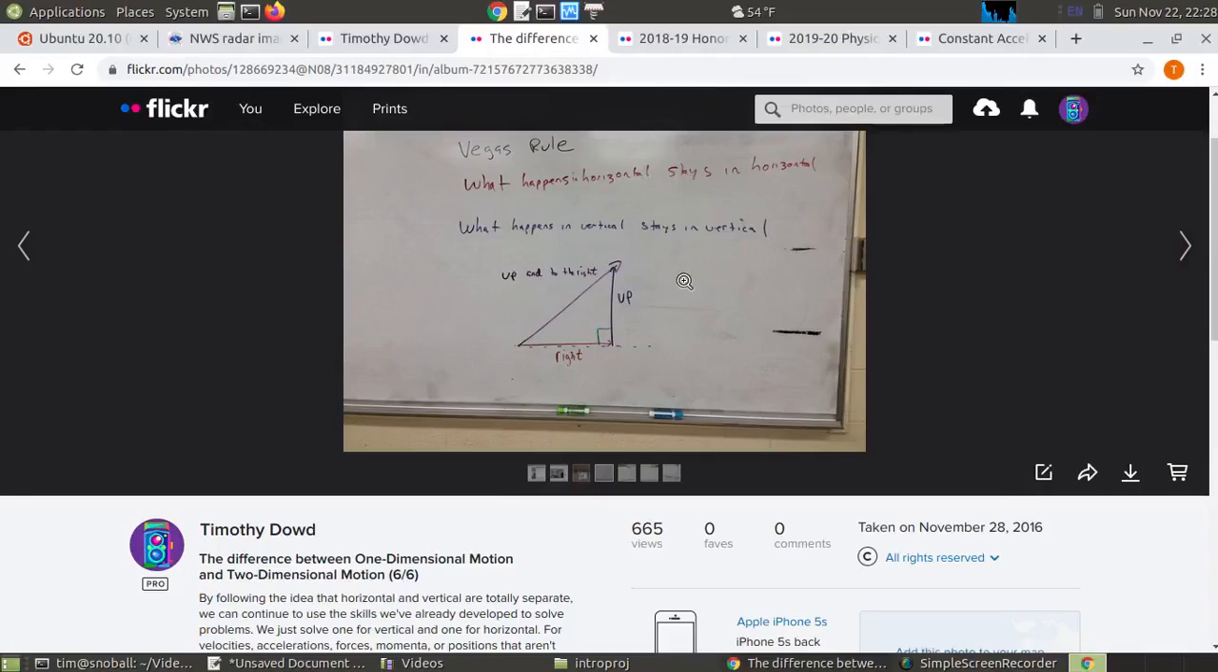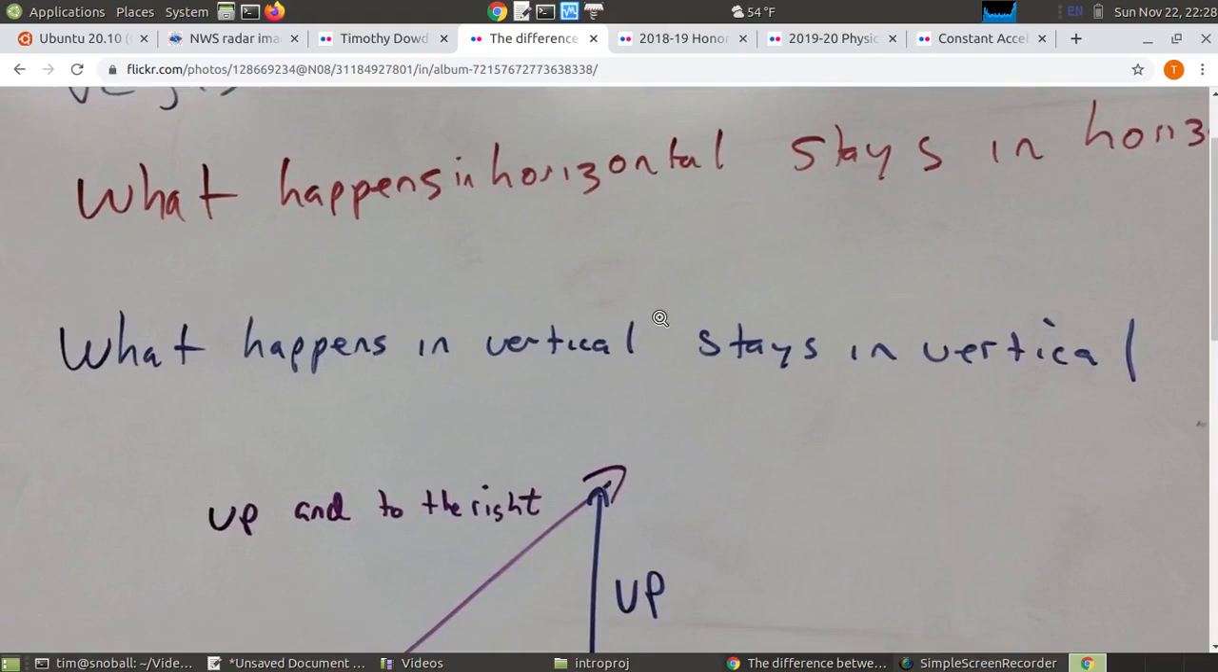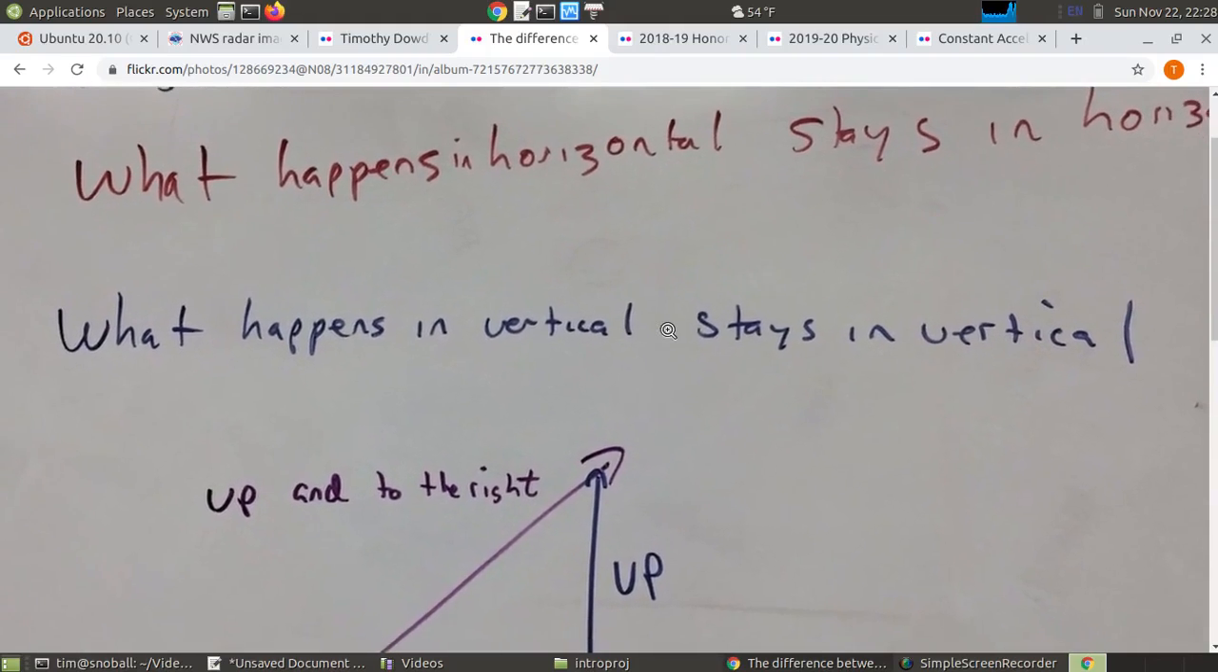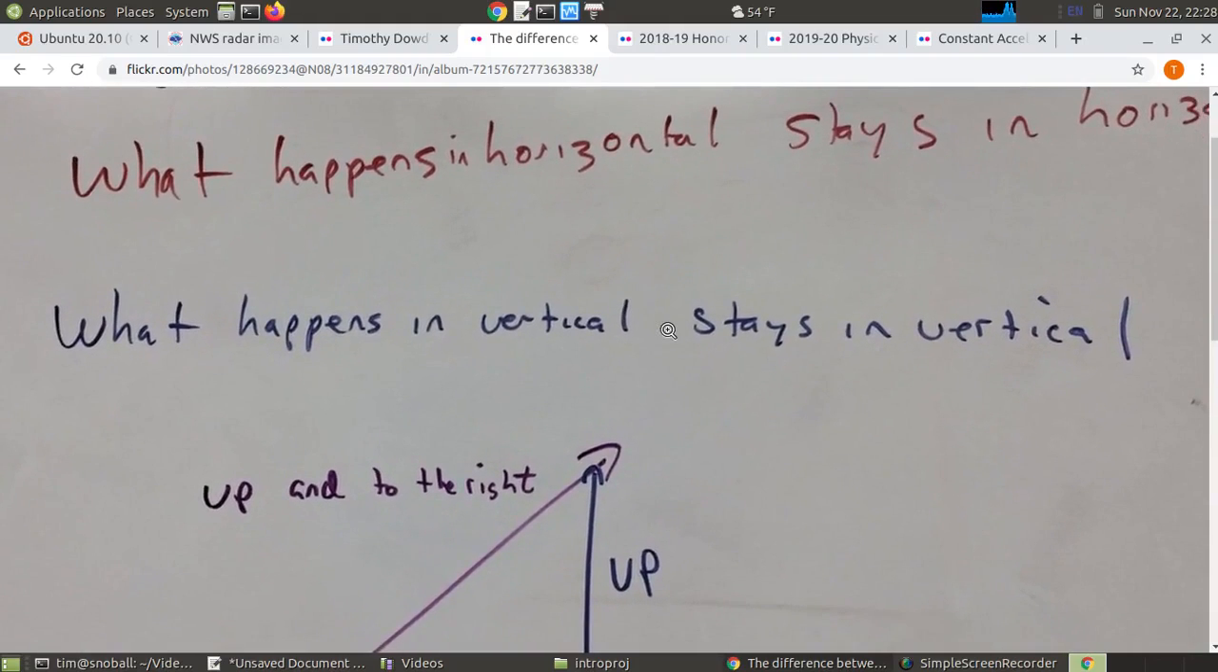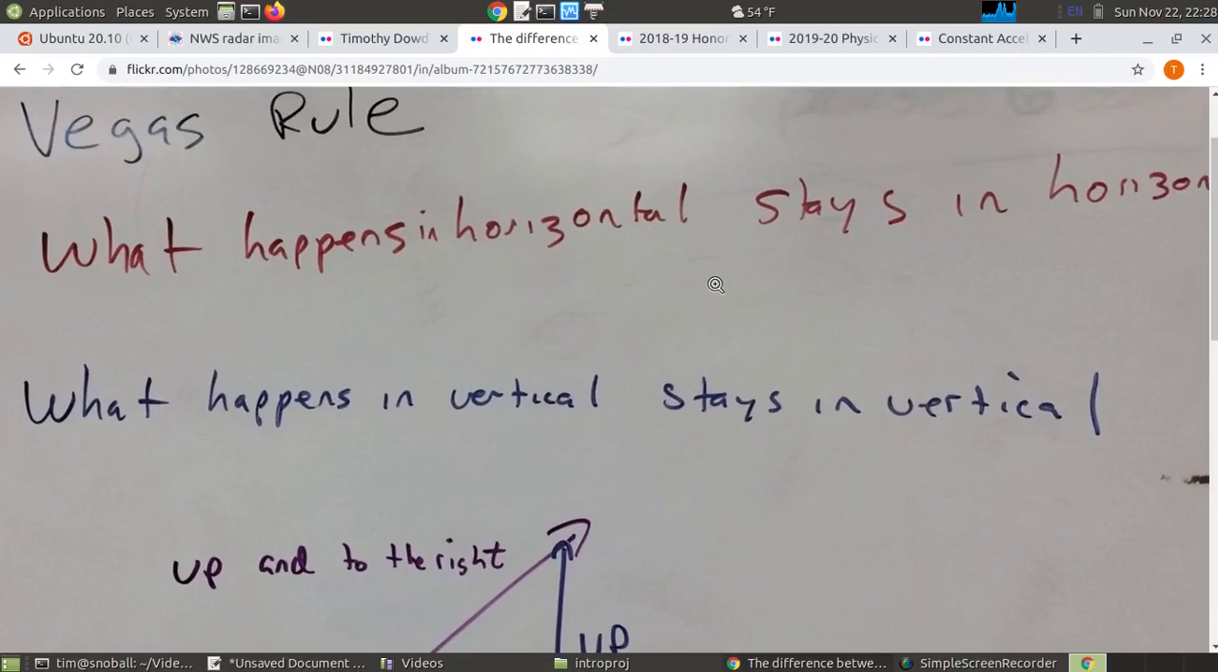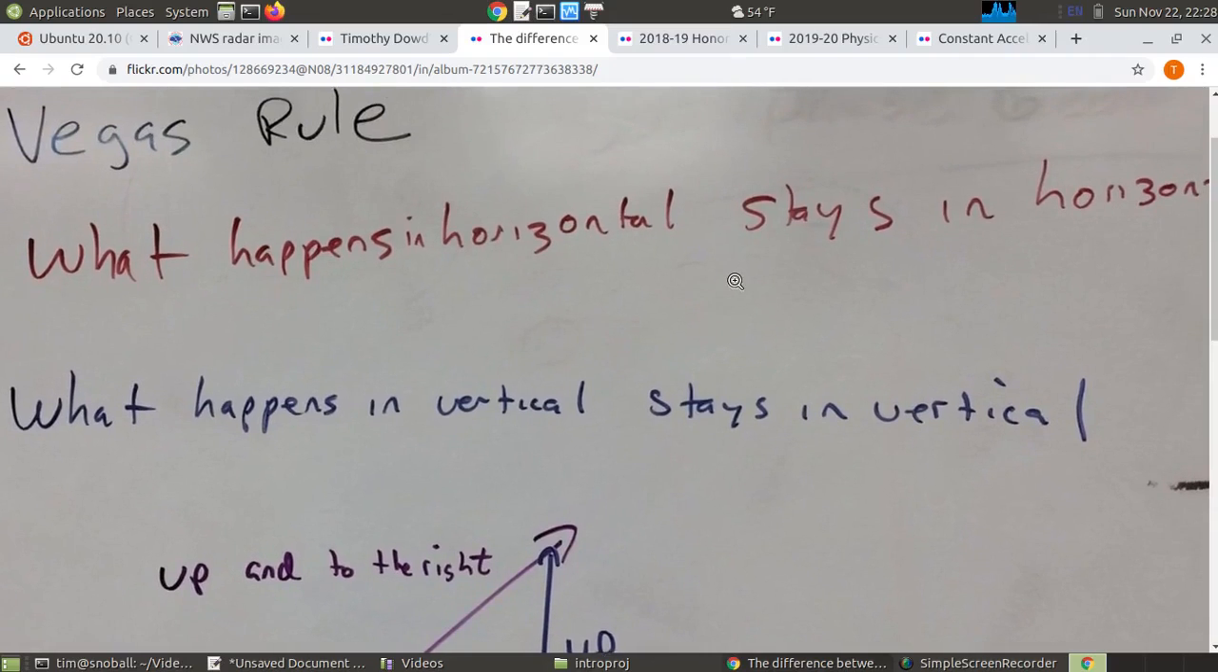I have sort of a silly way of remembering that idea that horizontal and vertical seem to be separate. There's an old tourism slogan for Las Vegas, what happens in Vegas stays in Vegas. It sort of applies to what we're seeing here. We saw that the vertical force of gravity only seemed to affect vertical motion. What happens in vertical stays in vertical? We're going to see that it's also true that what happens in horizontal stays in horizontal. Horizontal forces only affect horizontal motion.